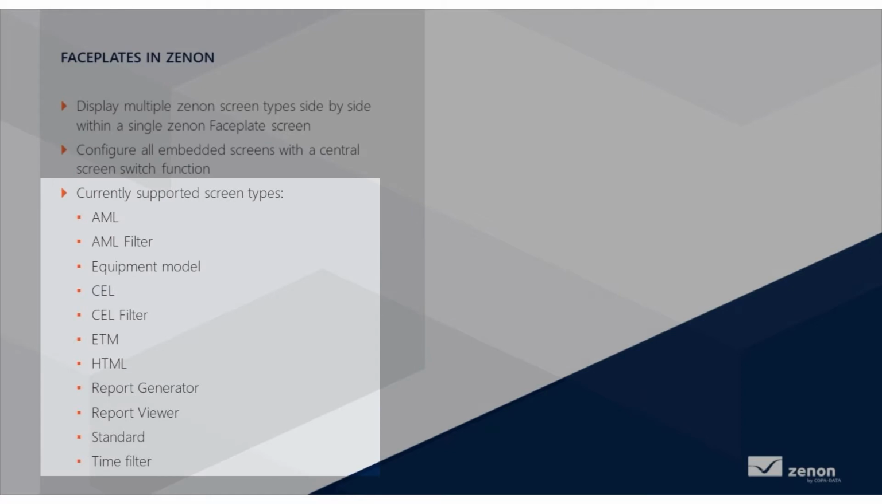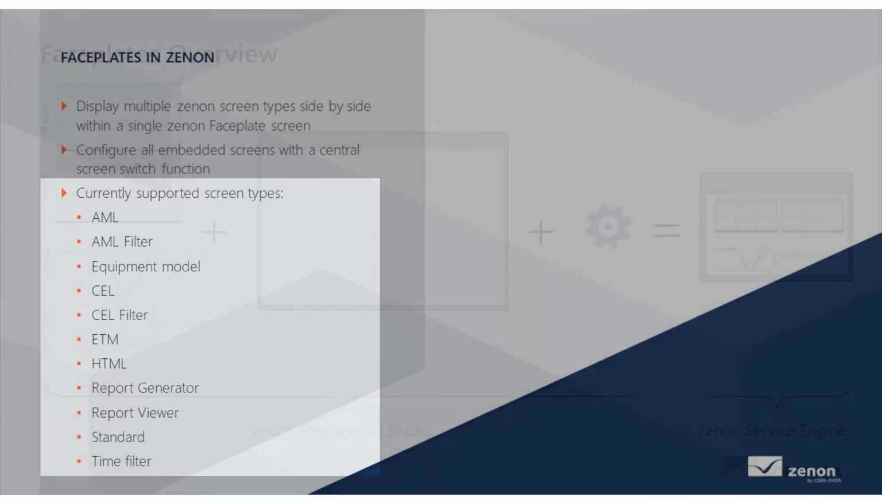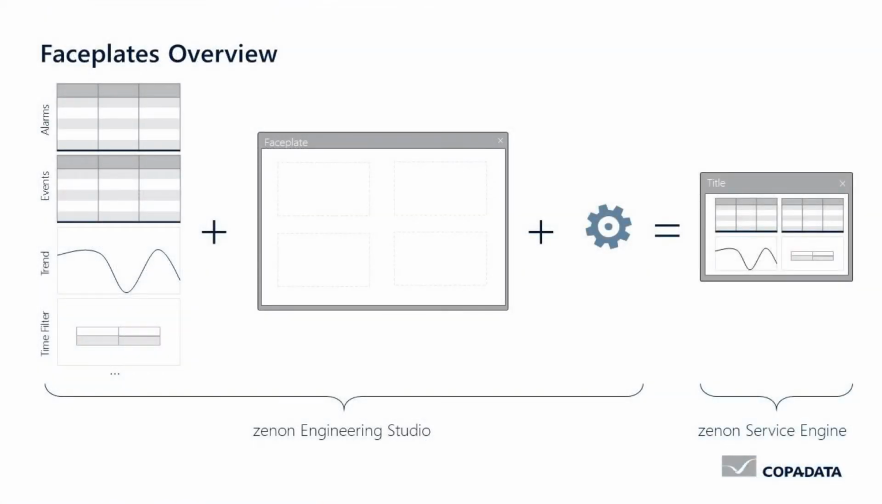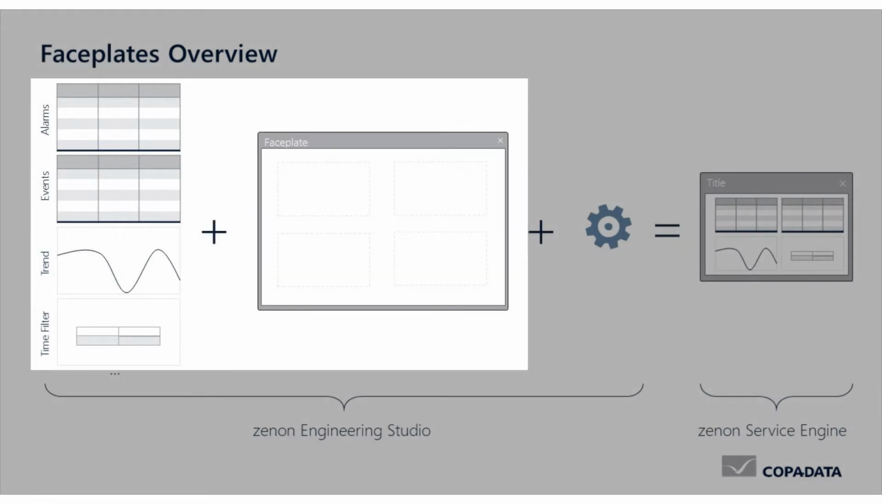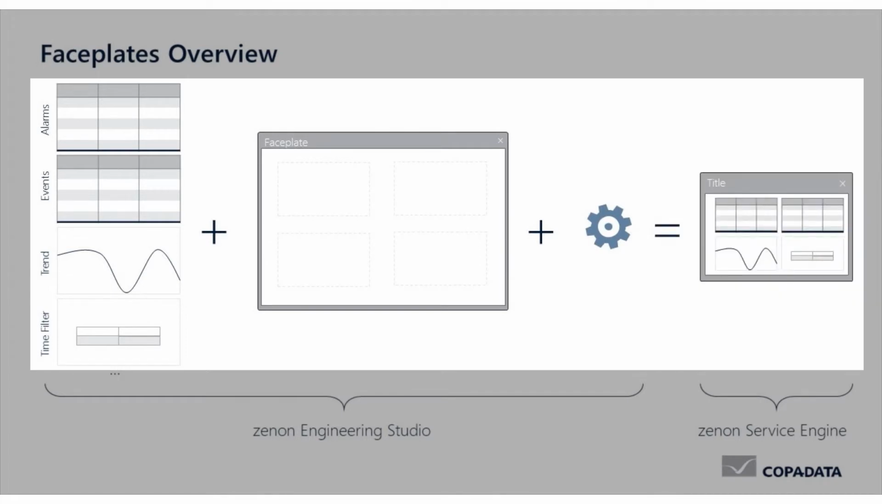Currently supported screen types are AML, AML filter, equipment model, CEL, CEL filter, ETM, HTML, report generator, report viewer, standard, and time filter. When configuring a faceplate screen in the Engineering Studio, you combine several screens within a faceplate screen. After configuring these screens in a screen switch function, you end up with a single screen in the service engine, which contains the other screens.